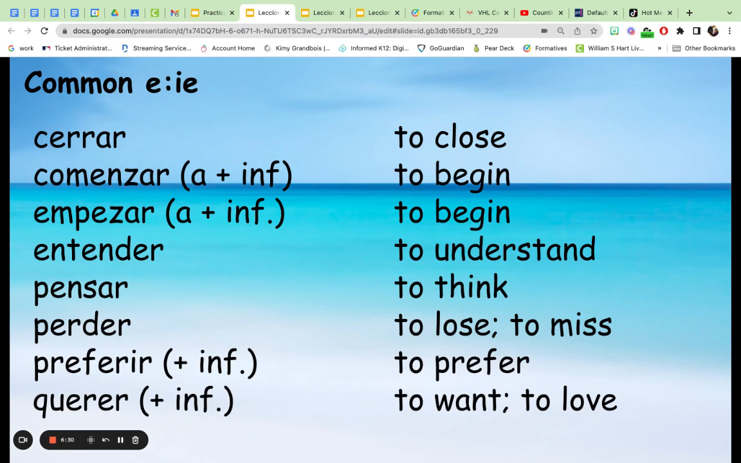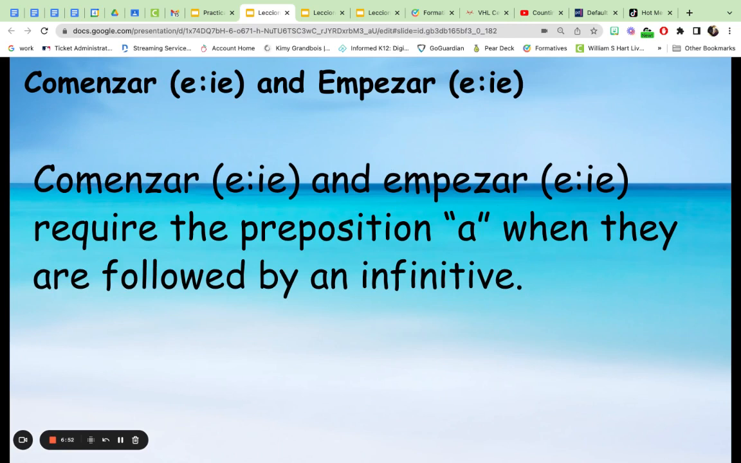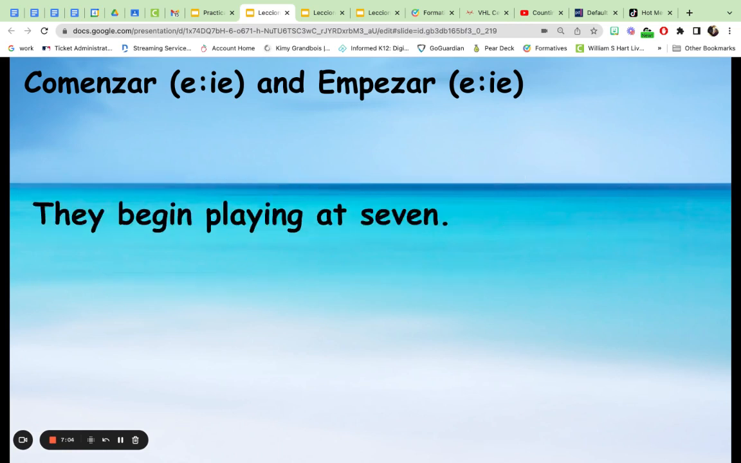Here are some examples of E to IE stem changing verbs. Cerrar, to close. Comenzar, to begin. Empezar, to begin. Entender, to understand. Pensar, to think. Perder, to lose or to miss. Preferir, to prefer. Querer, to want or to love. Now, with comenzar and empezar, you have an a after those words if it is followed by an infinitive. So if it's followed by another verb, you have to have an a in front of it.